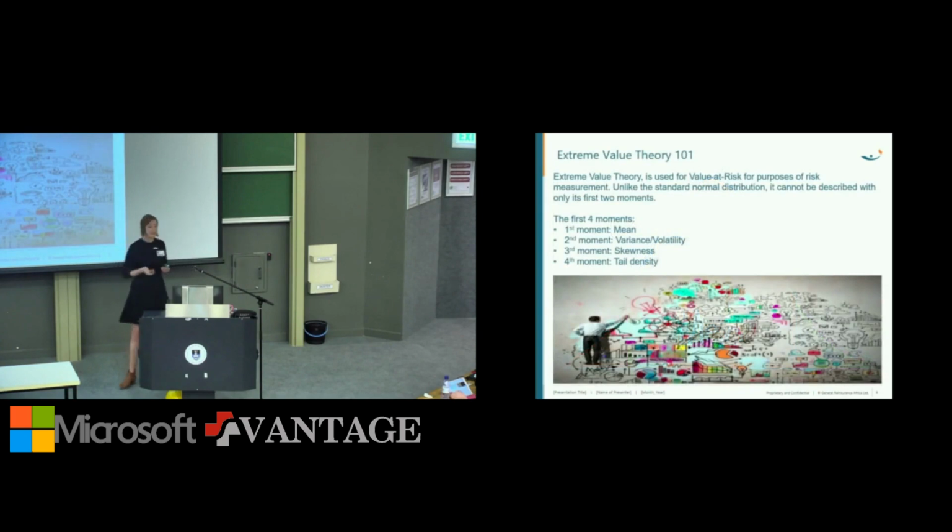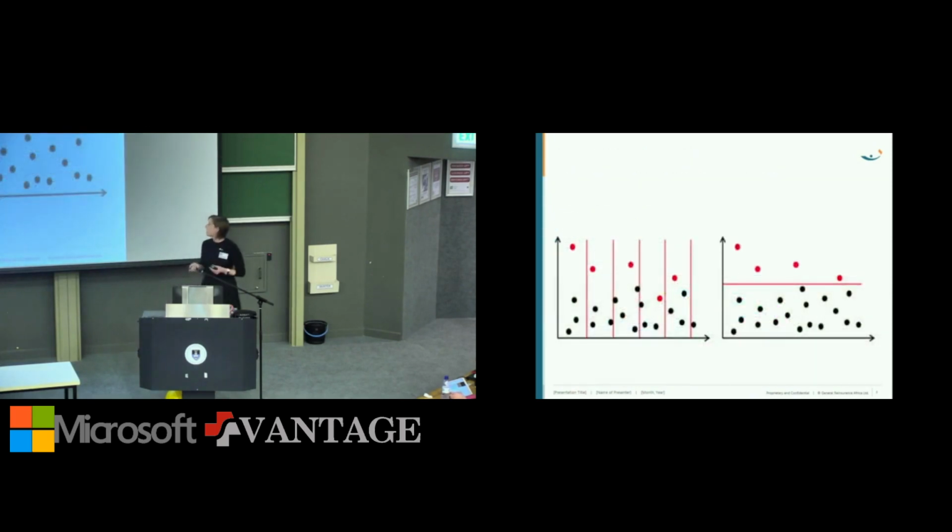So the first important thing is when you're looking at your normal distribution, you normally just look at your first two moments, the mean and the variance or the volatility of your distribution. When you're looking at extreme value distribution, you have to look at your third and fourth moments, which is looking at the skewness of the distribution as well as the tail density, which is what I'm zooming in on and focusing on.